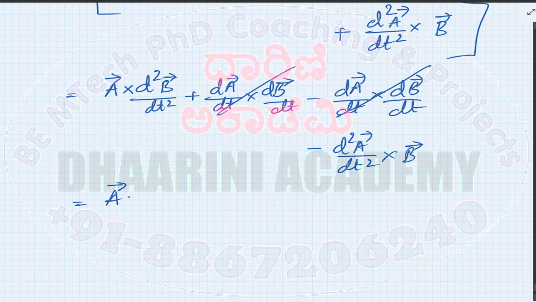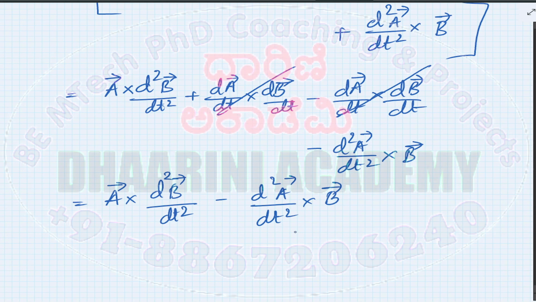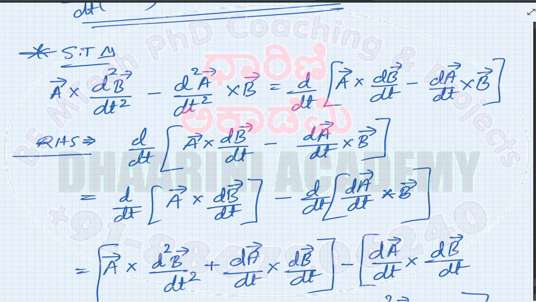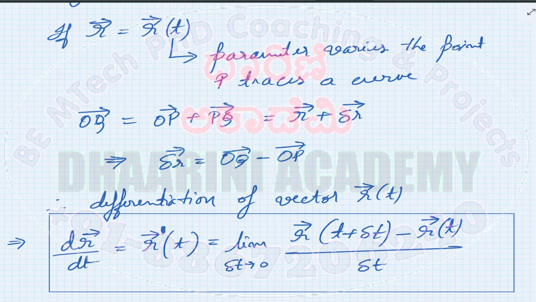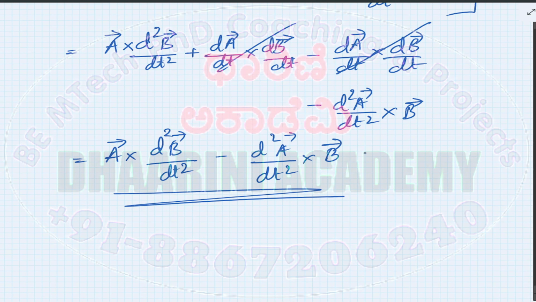So this final answer is A vector cross d square B by dt square minus d square A vector by dt square cross B vector. Let's now compare this with the given question. You can see that on the left hand side I have the same thing, correct? So for that reason, our final answer is the left hand side itself. Hence, this is the proof.